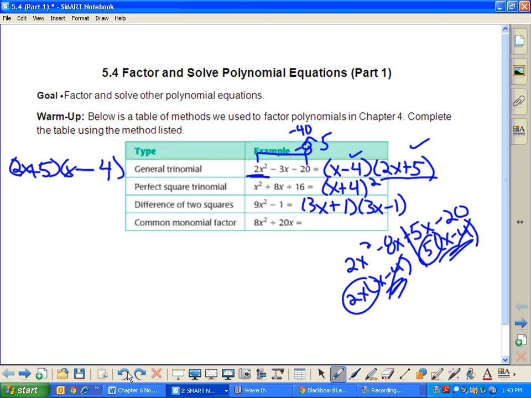You could do C as 0. You could. I think that's longer though. The method we do is our book calls it the common monomial factor. We call that the greatest common factor method. So you have to take out what they have in common.